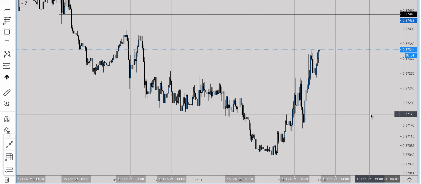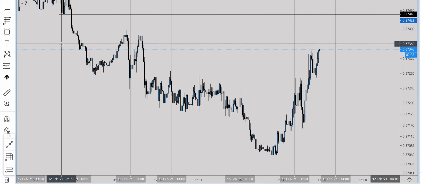Hope everyone's all right. I just thought I'd jump on here and give some more examples following my previous IGTVs, just to show you how we can use structure and how we can identify reversal points in the market using the most recent day's price action.